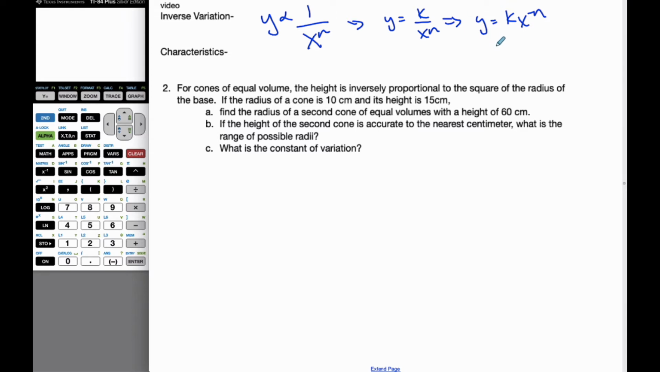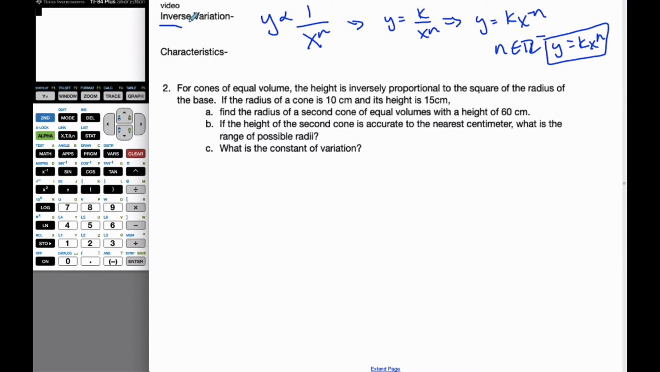Or if I consider that n is a real number that is negative, I could say y is equal to k x^n. And so there's very much a similarity between direct variation and inverse variation. When n is negative, it's inverse. When n is positive, it is direct variation.